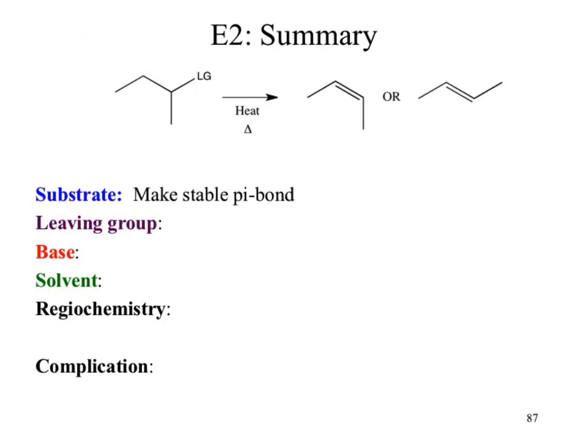The substrate, because we're trying to make a stable pi bond, our substrate changes a little bit. Okay? It's a two-type mechanism. So for SN2, we wanted sterically unhindered backside. But here, yes, it is a backside attack, but I'm concerned about making a stable pi bond. If I remove the hydrogen, because we had it orange before, out here, does that make a stable pi bond?